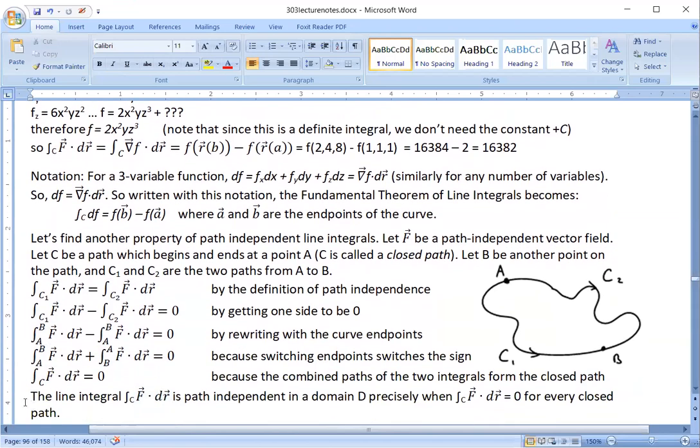So we get a new property. The line integral of F dot dr is path independent precisely when the integral along the curve of F dot dr equals 0 for every closed path. So again, it's very important to understand you only get 0 when F is conservative and the path is closed.